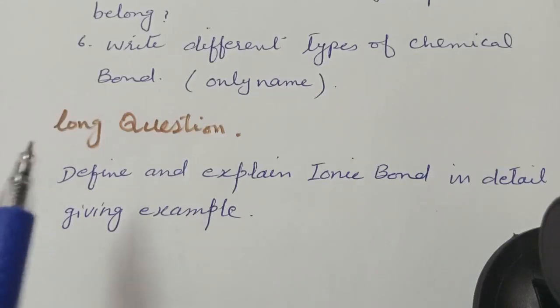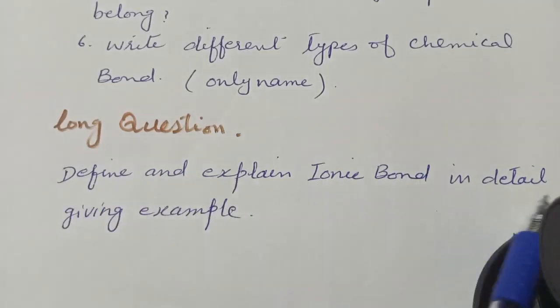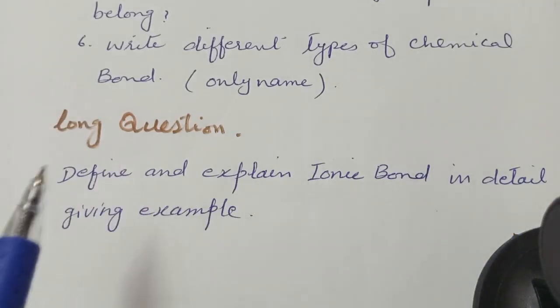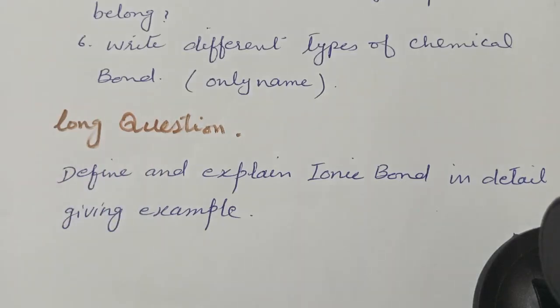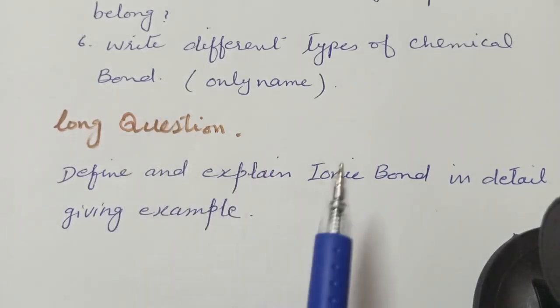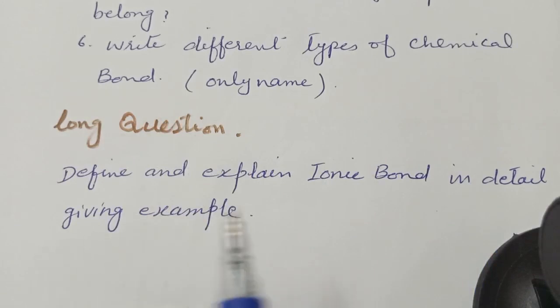Now we will discuss the long question, that is, define and explain ionic bond in detail giving example. When you write its answer, first of all give the heading of definition and write its definition, and then give the heading of explanation. In its explanation, the formation of sodium chloride, the diagram and its electronic configuration will be explained.